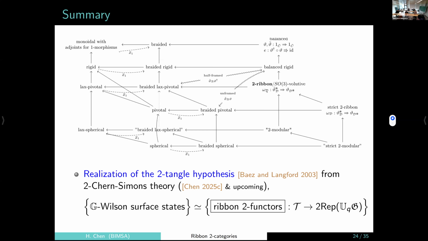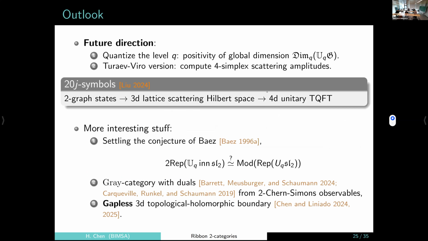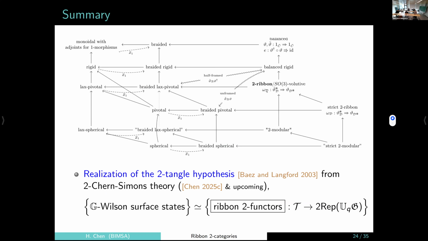You have these guys. In which you have that, but once you're down here, you have a pivotal structure, and then at the very end, you see that you have this two ribbon structure and a true two morphism, which witnesses for you the ribbon equation.